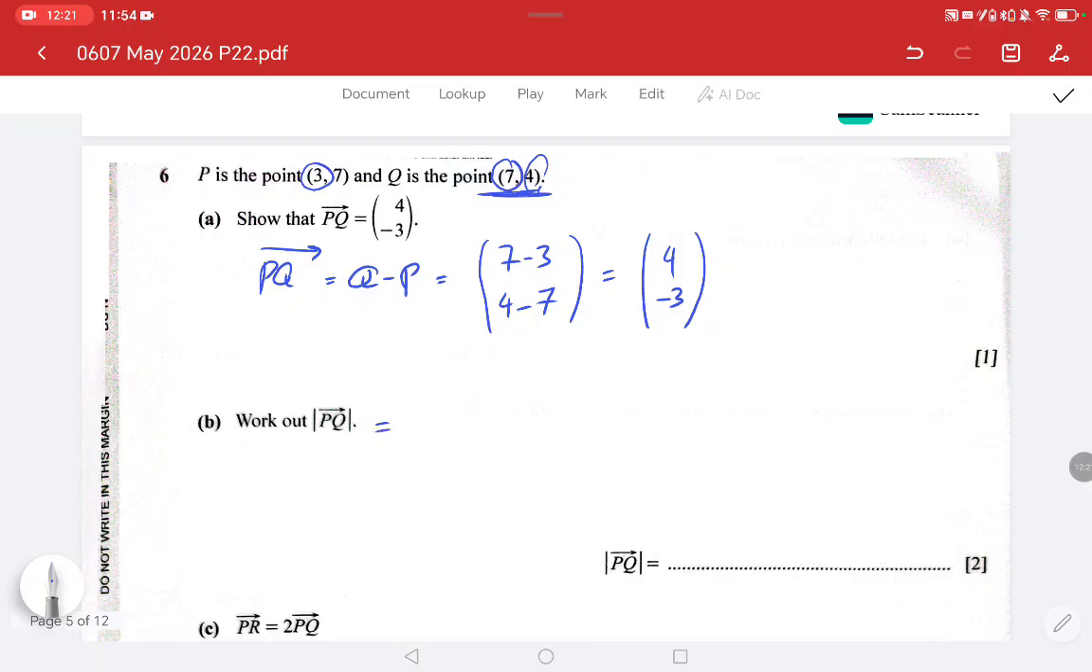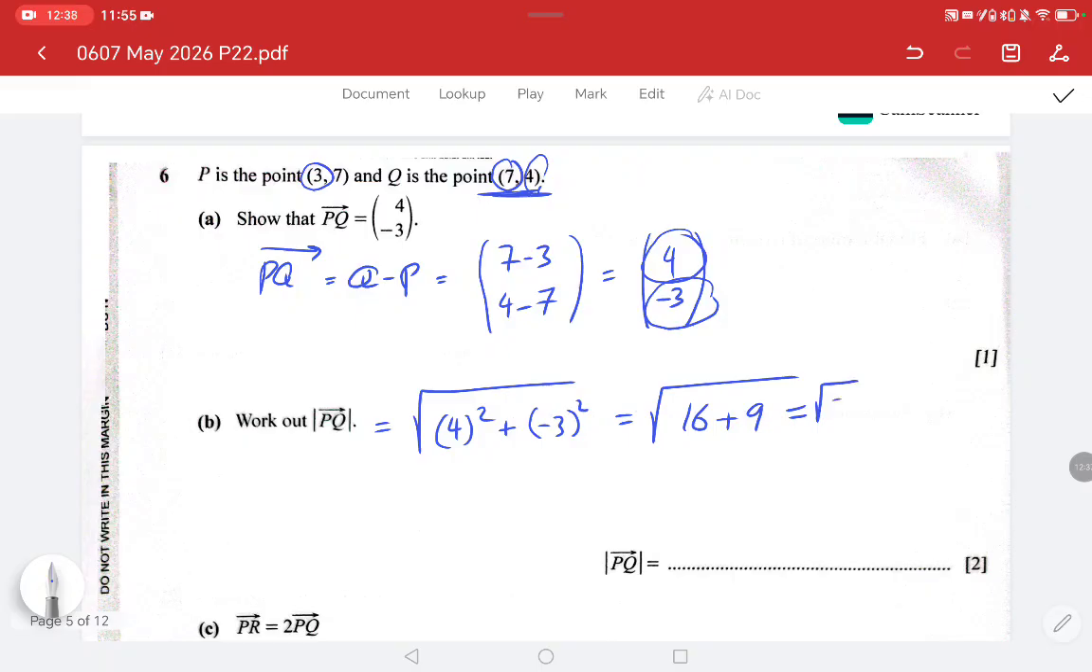Next one, work out the absolute value of PQ, the magnitude of PQ. The magnitude is the square root of x squared plus y squared, so 4 squared plus (-3) squared. Take care, make it in brackets. So the square root of 16 plus 9 is the square root of 25, which is 5. So the answer here is 5.